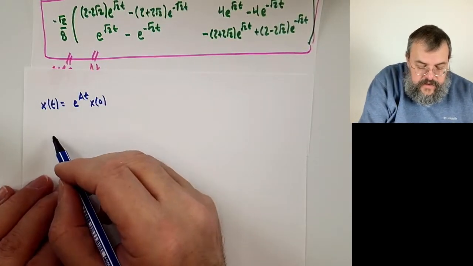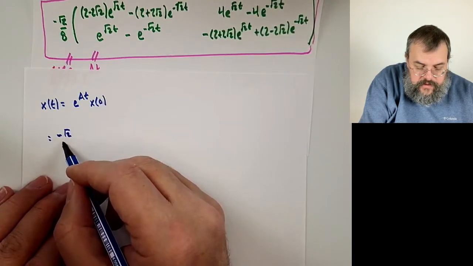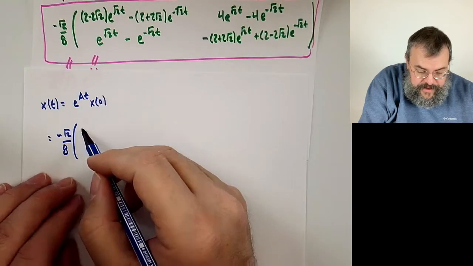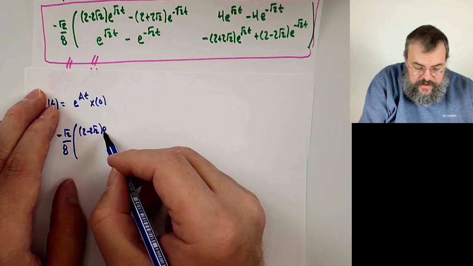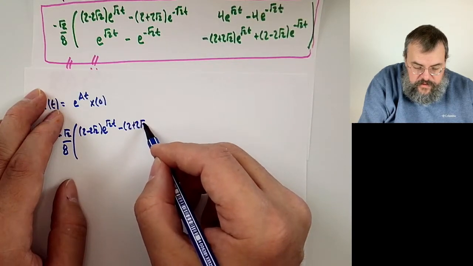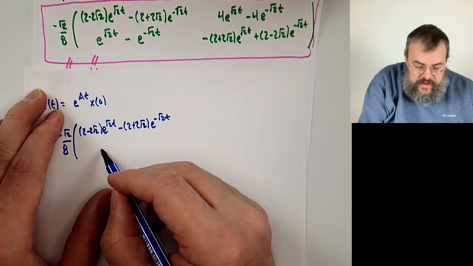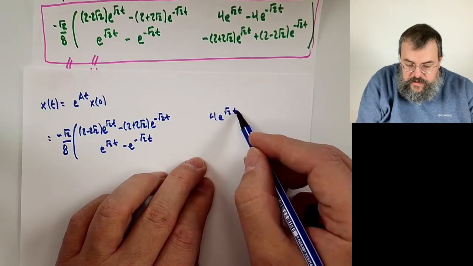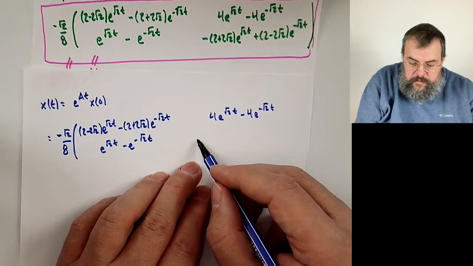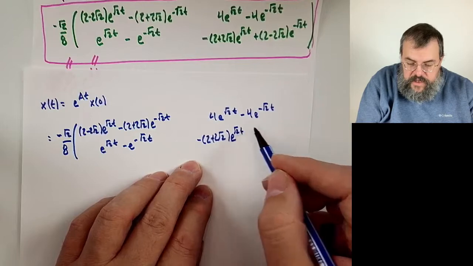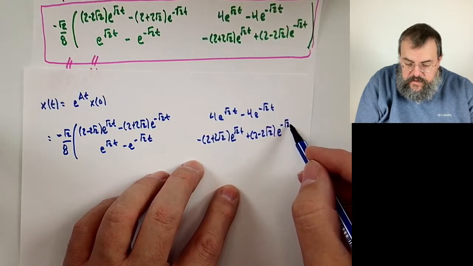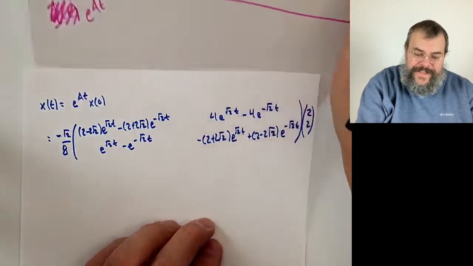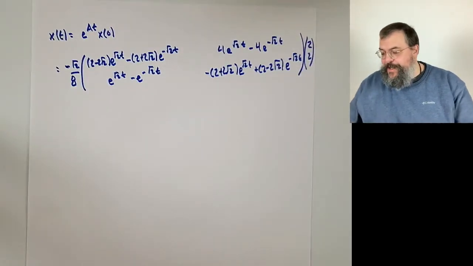So we get, we copy this down, minus square root of 2 over 8 times this whole expression. 2 minus 2 root 2 e to the root 2t minus 2 plus 2 root 2 e to the minus root 2t, e to the root 2t minus e to the minus root 2t, 4 e to the root 2t minus 4 e to the minus root 2t, minus 2 plus 2 root 2 e to the root 2t plus 2 minus 2 root 2 e to the minus root 2t, times 2, 2. Okay, so that's our x0. So once we carry out this computation, we will be done with this problem.